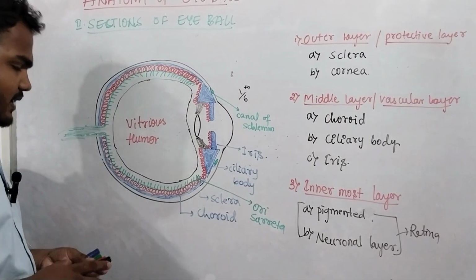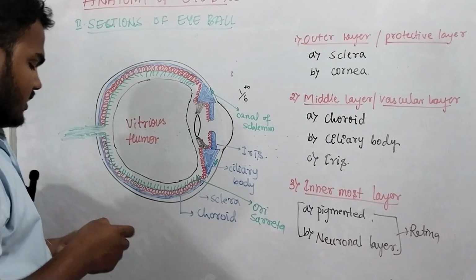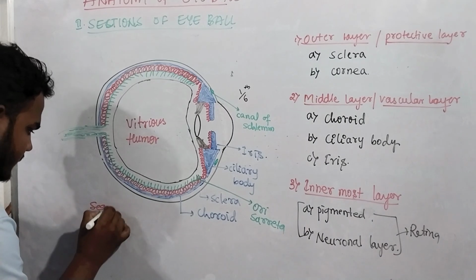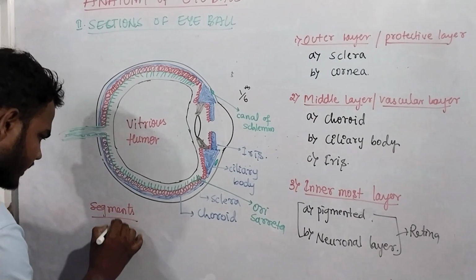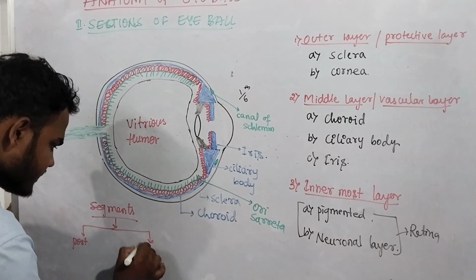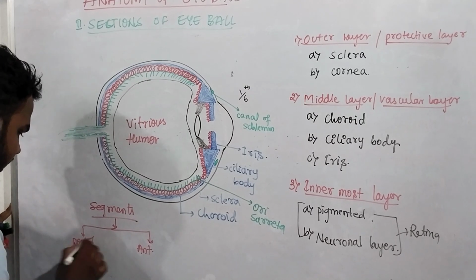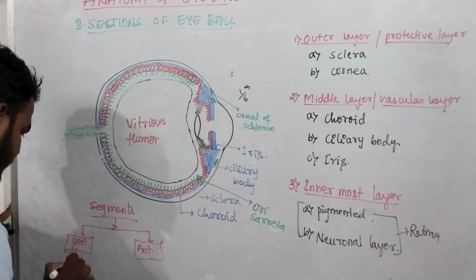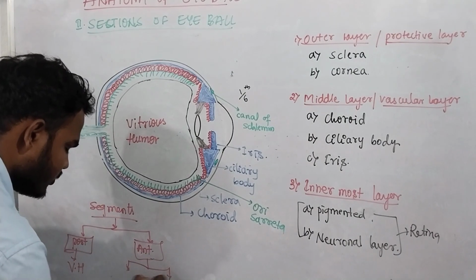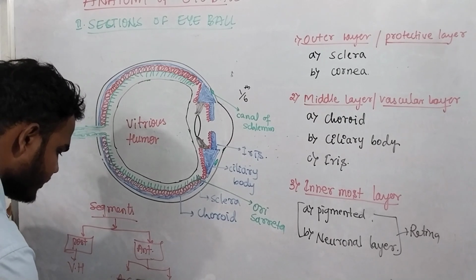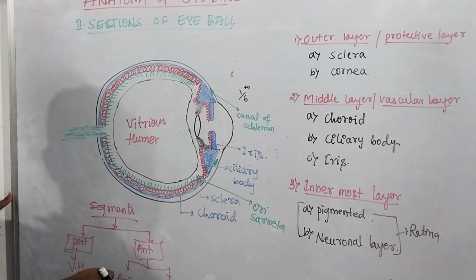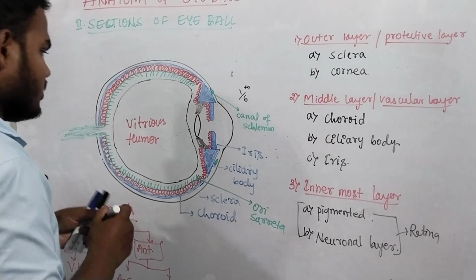Next, anterior to this segment, there is the anterior segment. There are two segments: the posterior segment, which has vitreous humor, and the anterior segment, which is divided into two chambers, the anterior chamber and the posterior chamber.